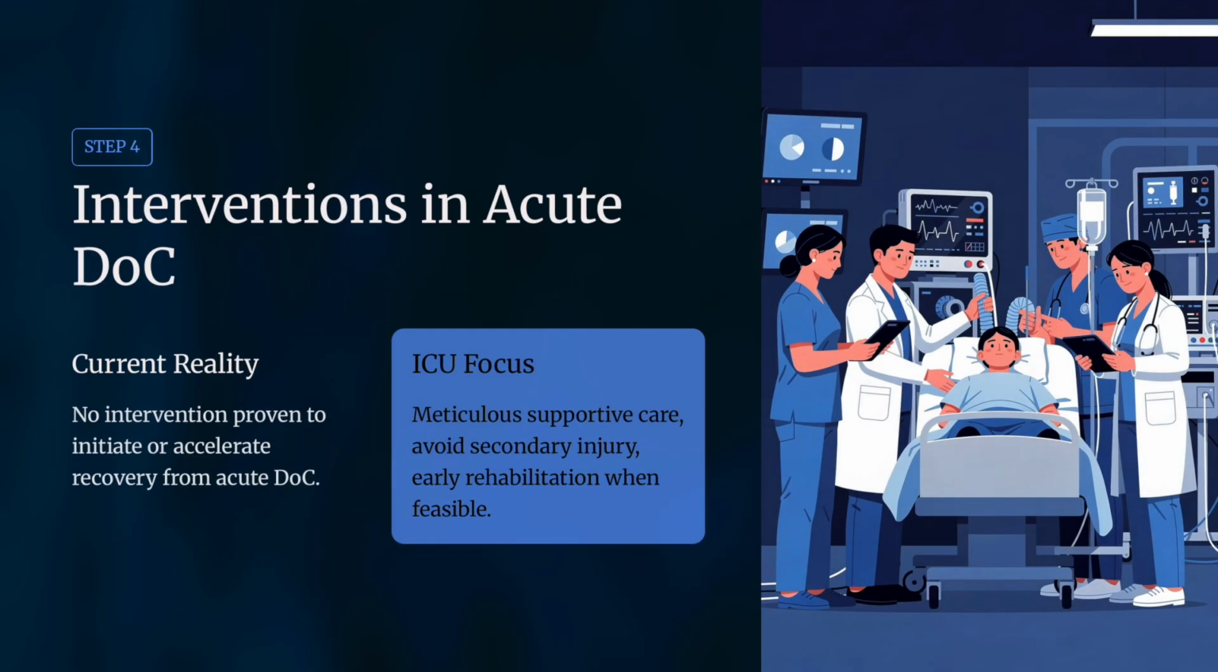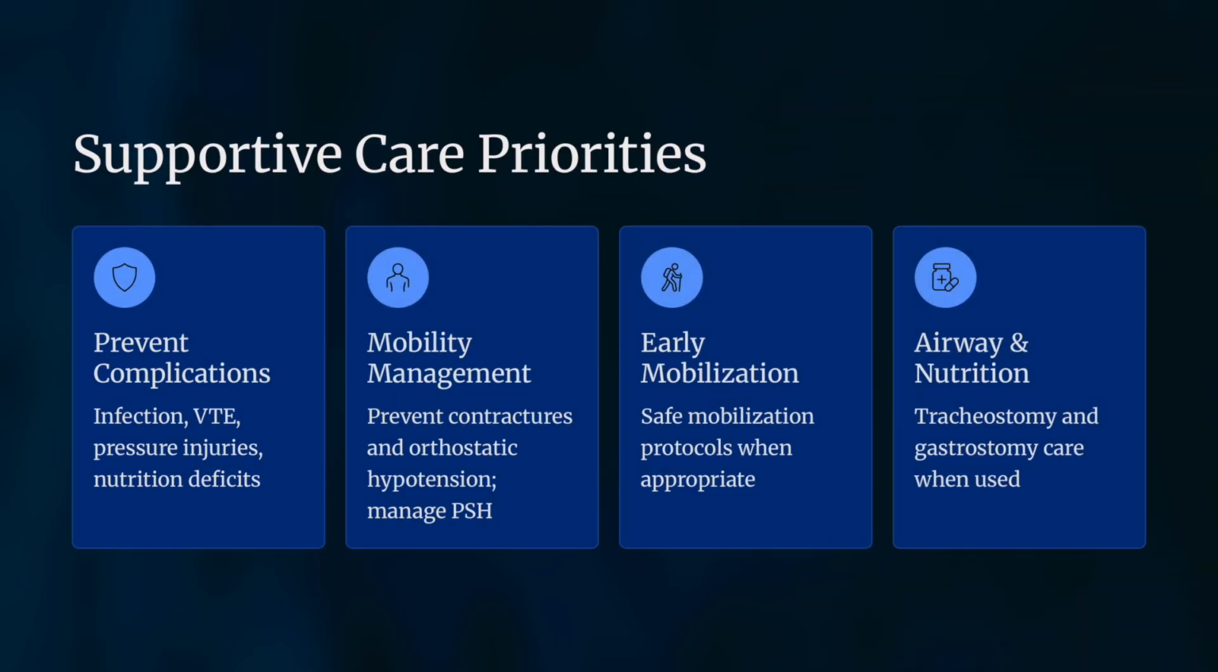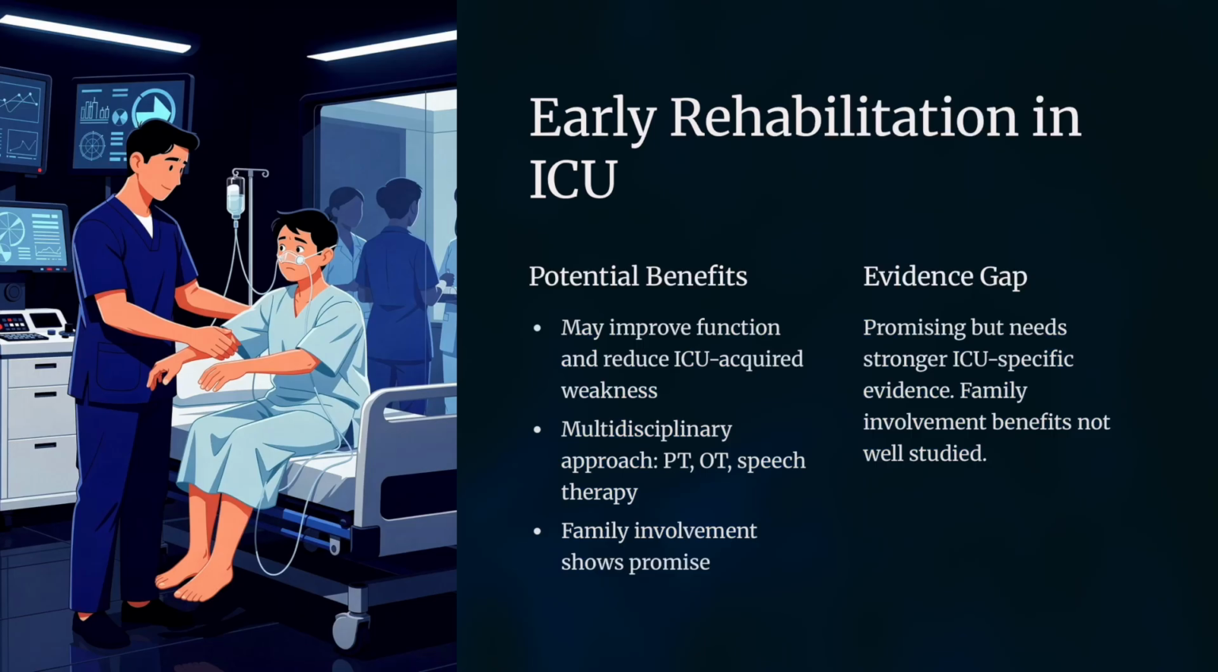Next, once we have done the diagnosis, interventions in acute consciousness disorders. Currently, there is no specific intervention. Meticulous supportive care, avoiding secondary injury and early rehab is the only way we have. Supportive care priorities are preventing complications, early mobilization, and airway and nutrition. Early rehabilitation improves function and reduces ICU-acquired weakness. A multidisciplinary approach is used. The evidence is promising, but we need more such evidence at the bedside to see what it actually does.